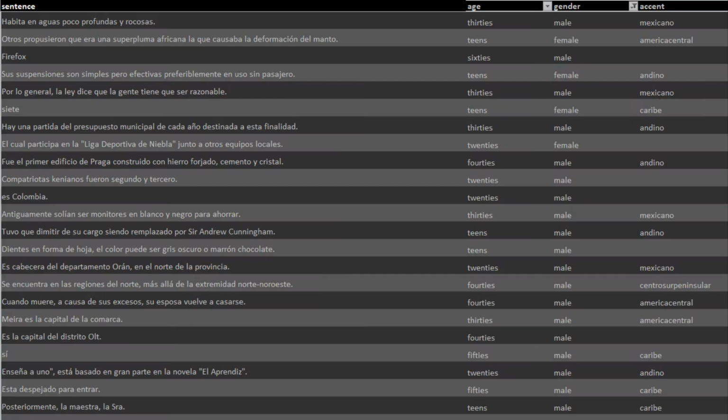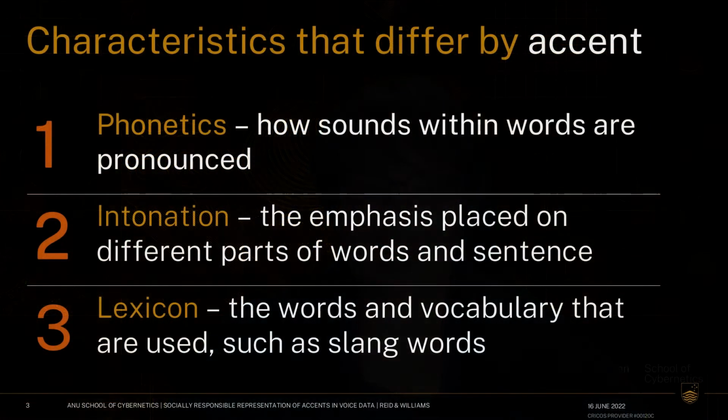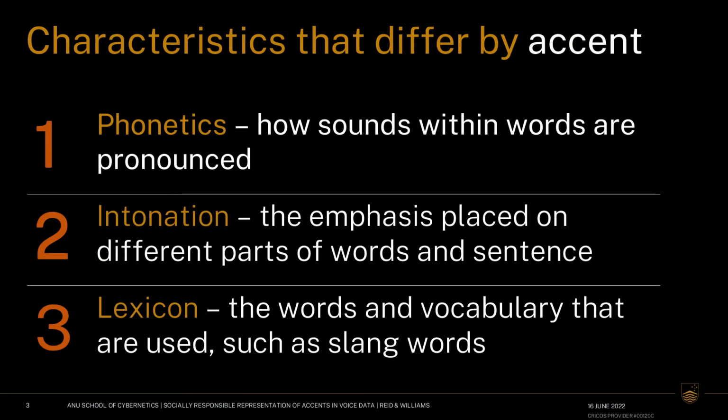And here's an example of such a file from Mozilla's Common Voice project. We can see that the file contains data that describes the gender, the age range, and the accent of the speaker. Accent is a broadly defined concept within linguistics, but in general is taken to be how a person's spoken language differs from the local spoken language. Accents differ by characteristics such as phonetics, intonation, and lexicon.